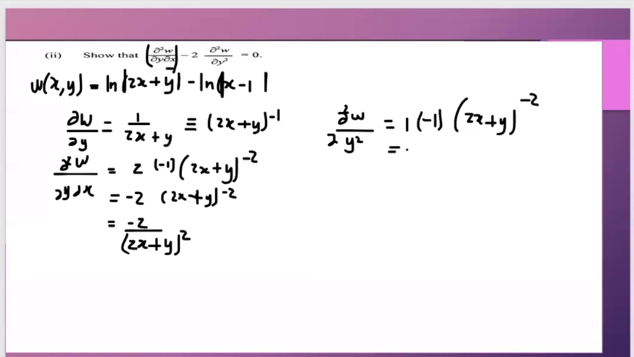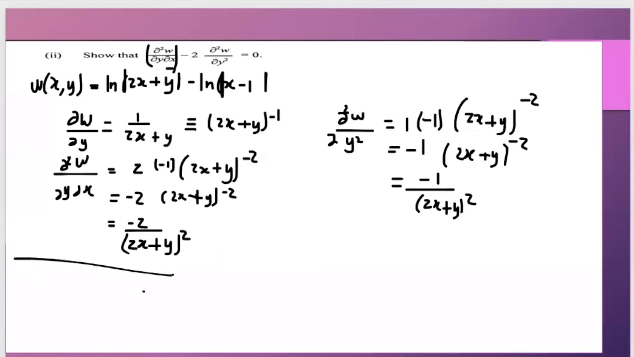So 1 times negative 1, that's negative 1. Then I have 2x plus y raised to the minus 2. Once again, because I have the negative power, I can rewrite it so that it becomes positive. So it's negative 1 over 2x plus y raised to the positive 2. Now I can substitute into the part that they say show. So I'll be rewriting this part.